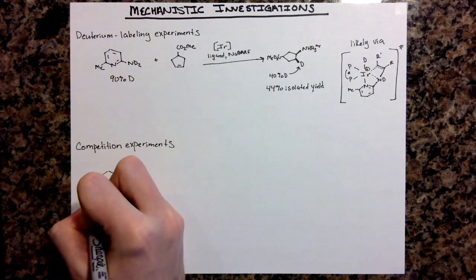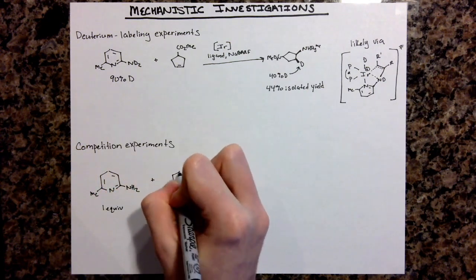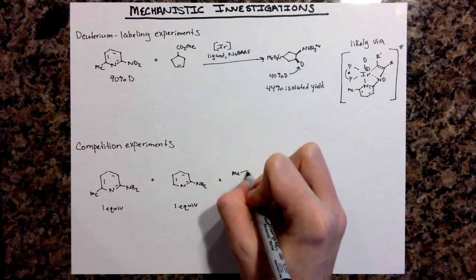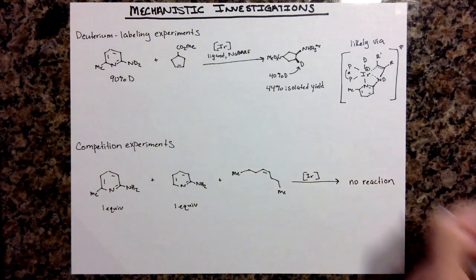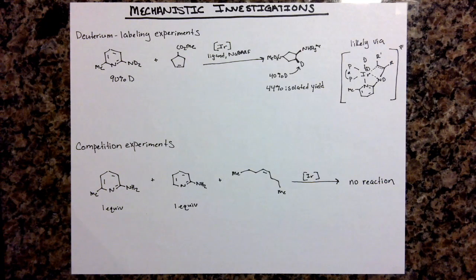Finally, they did a really interesting competition experiment. They basically did their reaction under the standard conditions, but they also added one equivalent of 2-aminopyridine without the methyl substituent, and they saw no reaction. And this is consistent with what they were proposing, basically that the methyl group is there in order to increase the lability of these ligands. Basically, if you don't have that methyl group, the 2-aminopyridine will bind too strongly so that it won't be able to dissociate, and the alkene will not be able to associate and insert into the amino ligand.